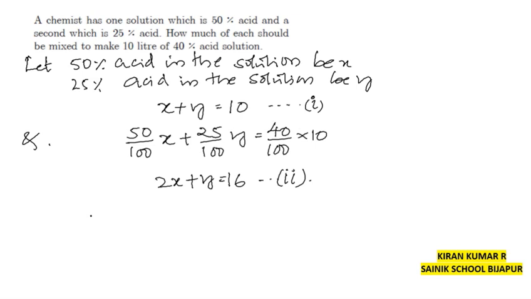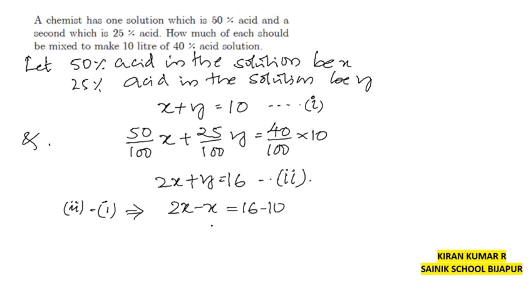Now we need to solve both the equations. First equation is x plus y is equal to 10 and the second equation is 2x plus y equal to 16. Let me consider equation 2 minus equation 1. This implies 2x minus x equal to 16 minus 10.